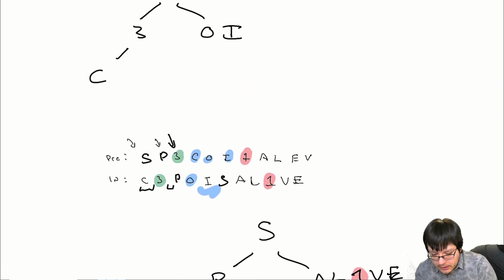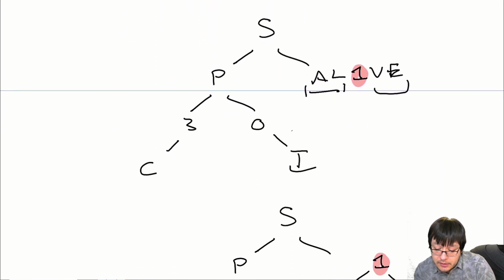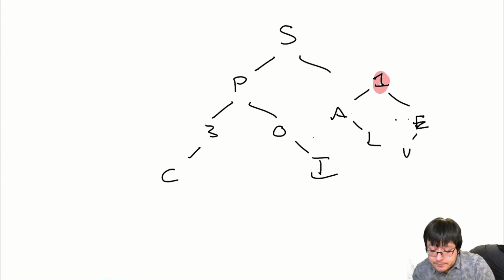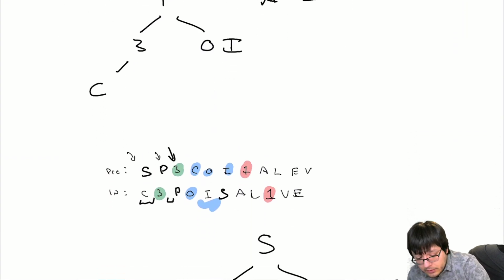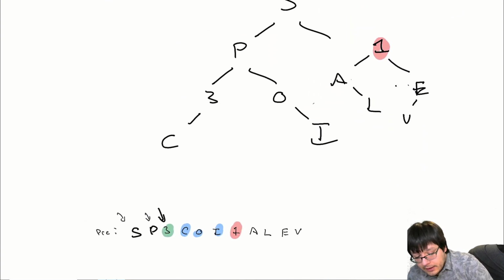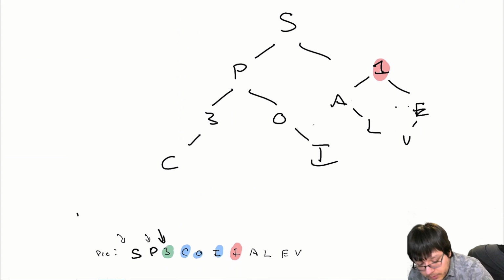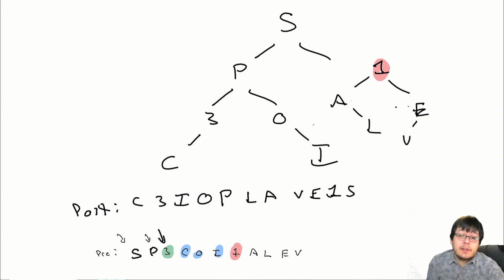So where's that one example that we had? Oh, we didn't actually write them down. Well, here, let's just do it very quickly. Here's the pre-order, and we'll do the post-order real fast. So here we got that, and then let's do the post-order. So post would be C3IOP. L-A-V-E-1-S. Bam, done. See, you should be able to do this fast.